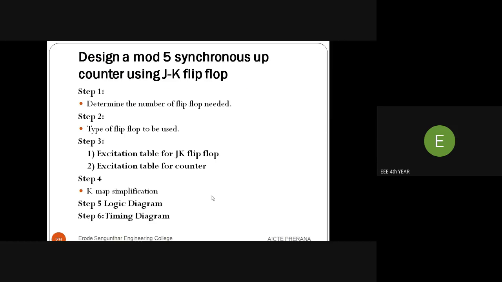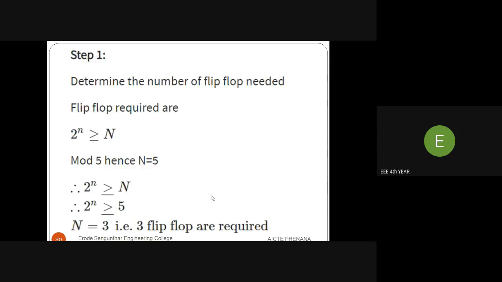Okay, next, step 2: find out the type of flip-flop to be used. What type of flip-flops are to be used? Here the flip-flop type you can use is the JK flip-flop, because in the question itself they say to design a modified synchronous counter by using JK flip-flops only. So the type of flip-flop to be used is the JK flip-flop.